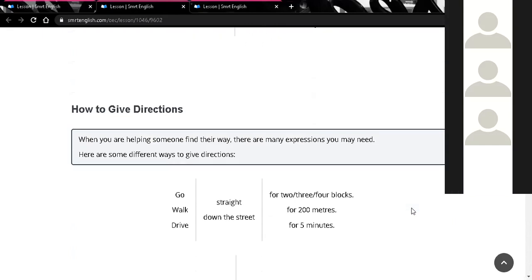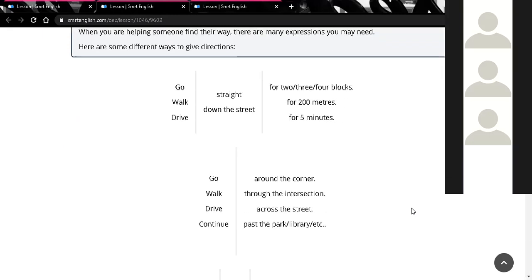If you go around the corner, it means you need to walk, and then this is the corner, and it's gonna be there, right? Okay, go, walk, drive. It depends if the person is walking, so you can say walk. If the person is driving, you can say drive. Or if you don't need to say walk or drive, you can just say go. Walk is literally for walking, drive for literally driving, but go works for the two of them.